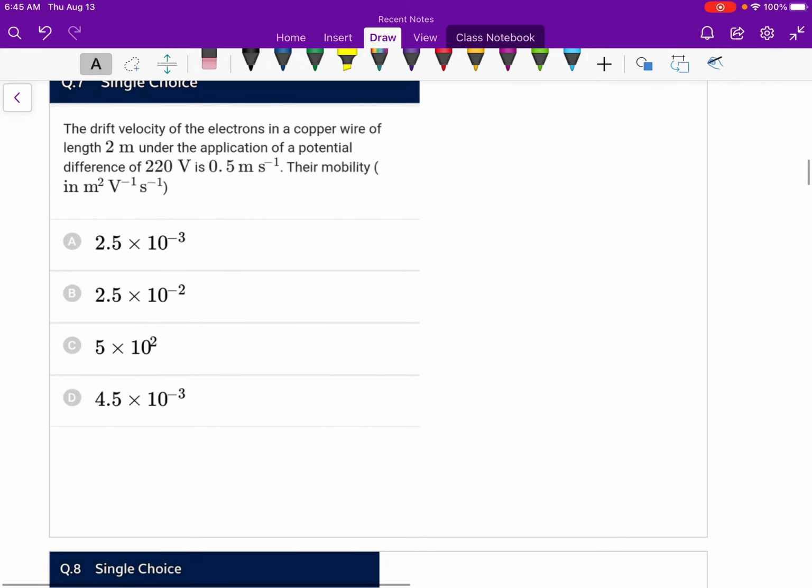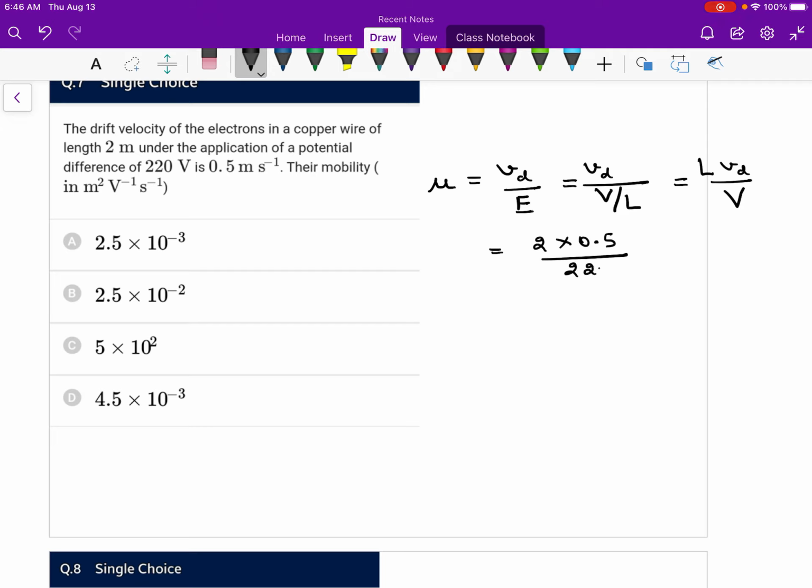The drift velocity of electron in copper wire of length del... the mobility. So mobility is defined as drift speed per unit applied electric field. Now electric field will be potential difference upon length. So this is L VD upon V. Length is given 2 meter, VD is given 0.5 upon 220. So this is 1000 upon 220 into 10 to power minus 3. Okay, so this is 4 point something, 220 into 4, 880. So 4 point something into 10 to power minus 3. So D is the correct option.